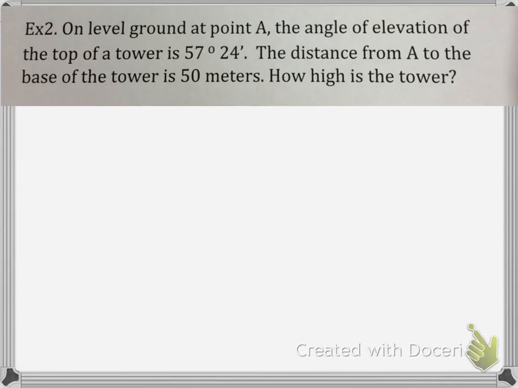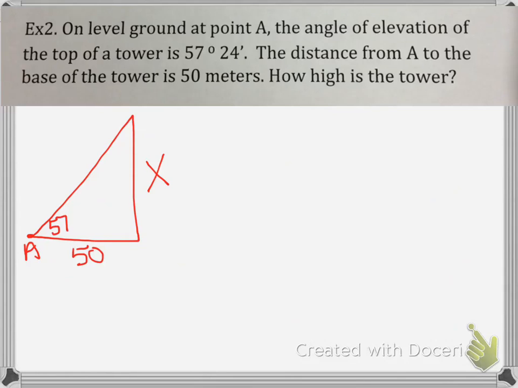Okay, one more and then we're done. Okay, so we have on level ground point A. An angle of elevation of the top of a tower is 57 degrees, 24 minutes. The distance from A to the base of the tower is 50 meters. How high is the tower? Well, let's draw a picture. I'm going to save you my artistic horribleness, and we're just going to say there's point A. This is our tower, which is x feet tall. That's our unknown. This is 50 meters away, and I have an angle of 57 point.